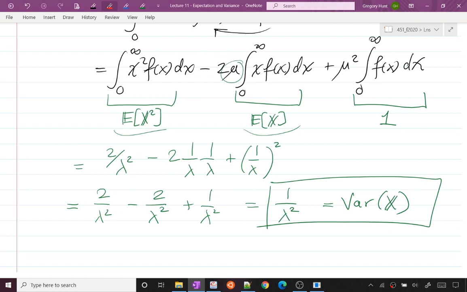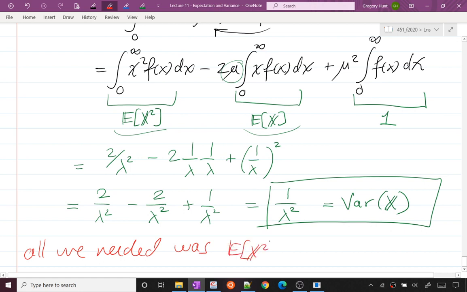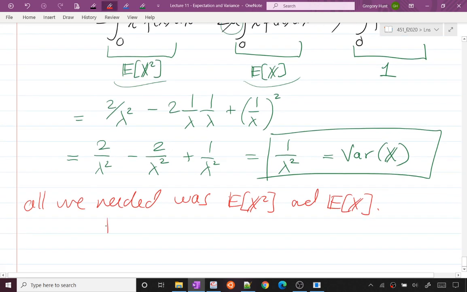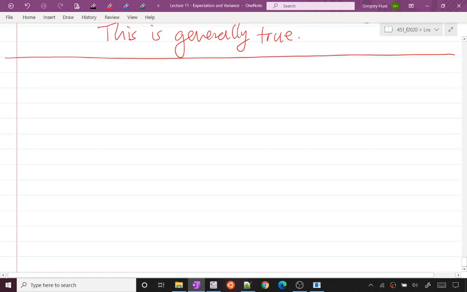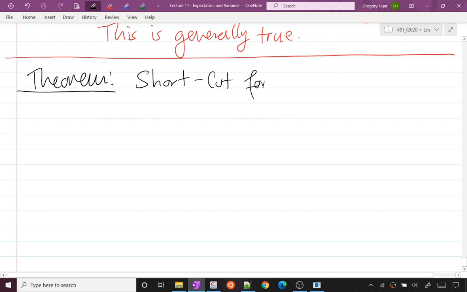And so what I see in this problem is all we needed to calculate the variance was we needed to know what the expected value of x squared was, and we needed to know what the expected value of x was. And this is generally true. It leads us to a really nice theorem. So let's write this theorem down. And this is called the shortcut formula for variance. And it works for all random variables.